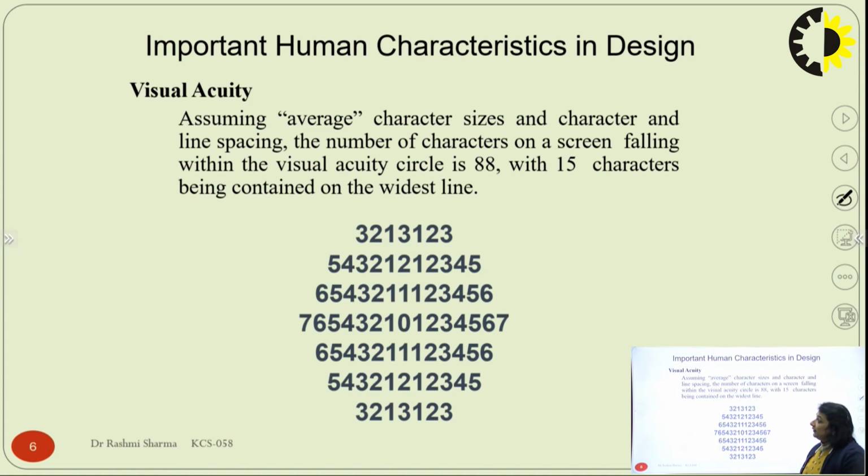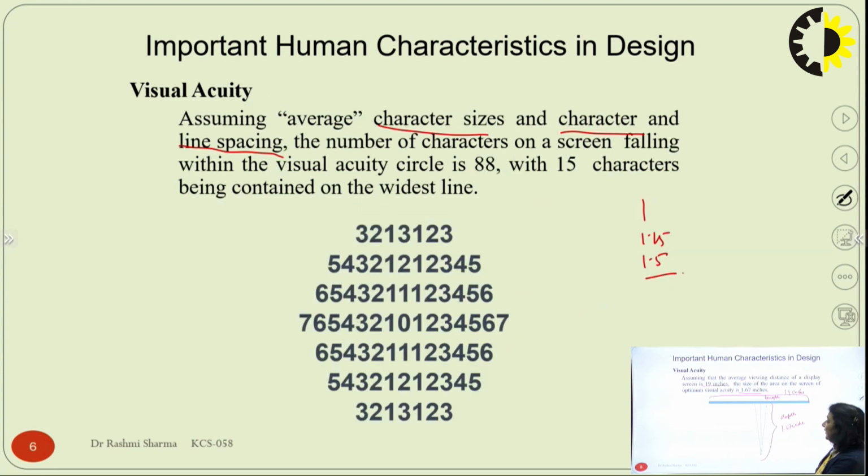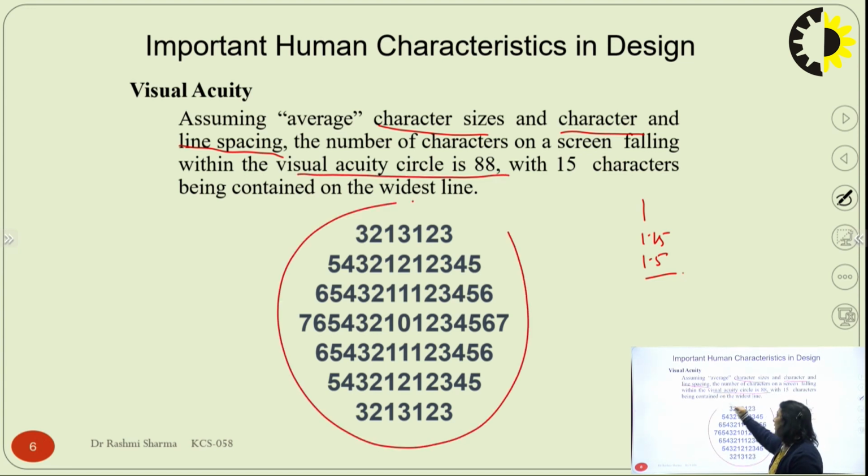Then for this we have assumed an average character size and character line spacing. We have to assume all these character sizes and the character line spacing for a particular system, whether it should be 1 or 1.15 or 1.5. So consider the number of characters on the screen falling within this particular visual acuity. This visual acuity on a 19 inch screen, the depth. So you have a circle of 88. When you count these particular characters, all these numbers, these are 88 characters with 15 characters in this particular line.